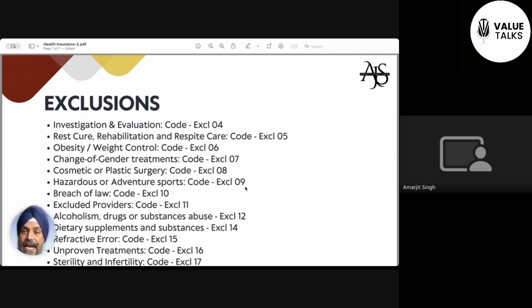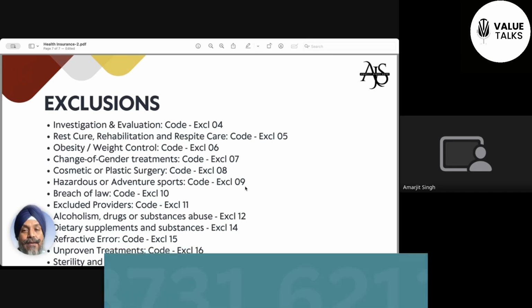These are the IRDA codings of these exclusions, and the IRDA Health Insurance Regulation 2016 actually defines these conditions where the claim is not payable. It is permanently excluded. So these things will not be covered at any time. One is investigation and evaluation. If there is a hospitalization and there is no line of treatment, only investigation and evaluation, most of the policies will not pay.